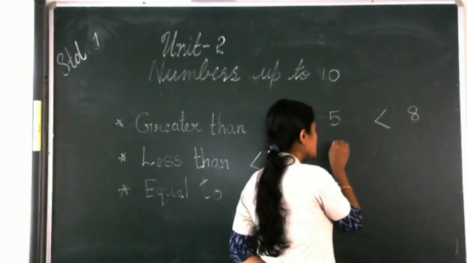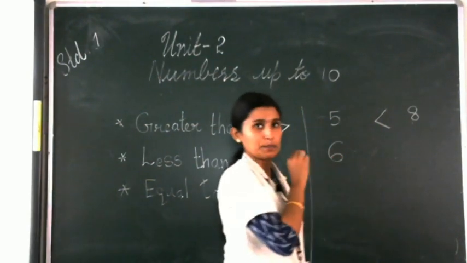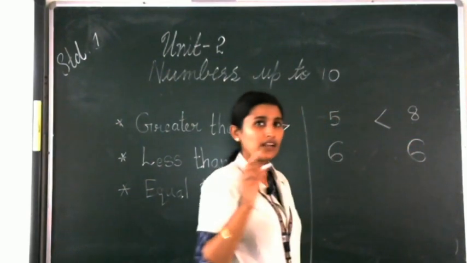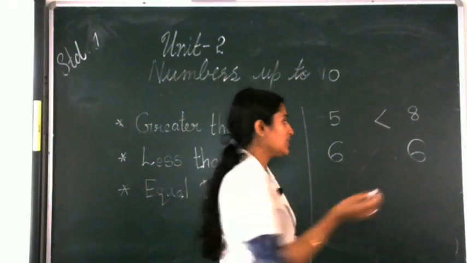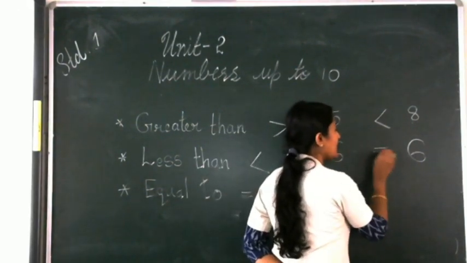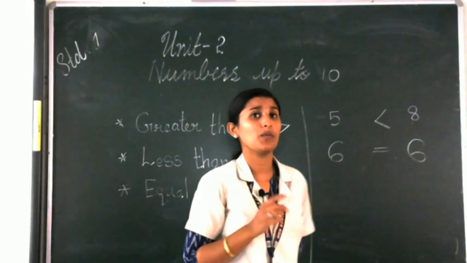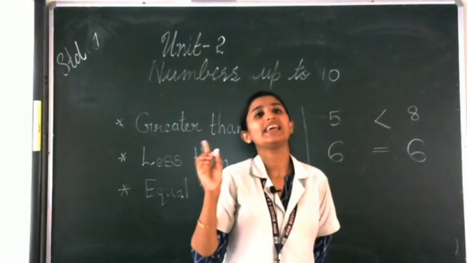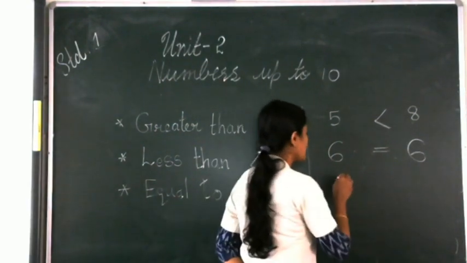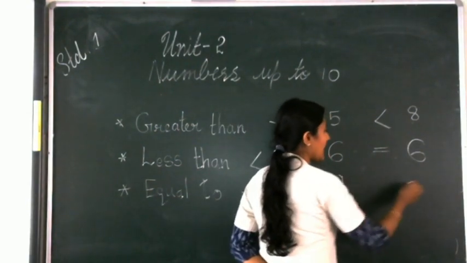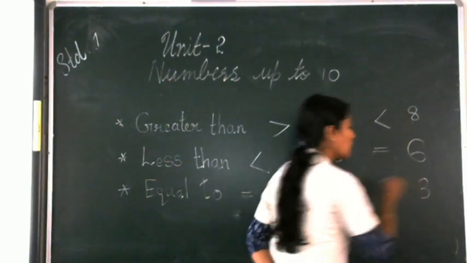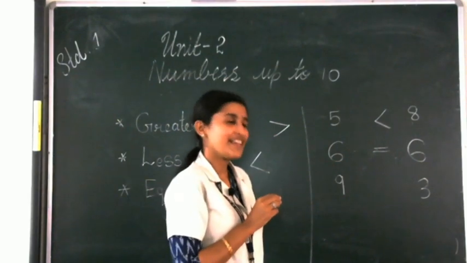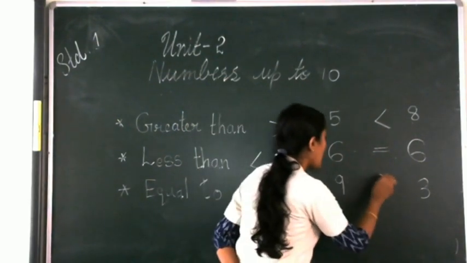Now what is the next question? We have two numbers, 6 and 6. The crocodiles become a little confused and they use the symbol equal to. Both sides we can see the same number. So we use the symbol equal to. Next you can see two numbers, 9 and 3. So which is the bigger number, 9 or 3? Yes, it is 9.